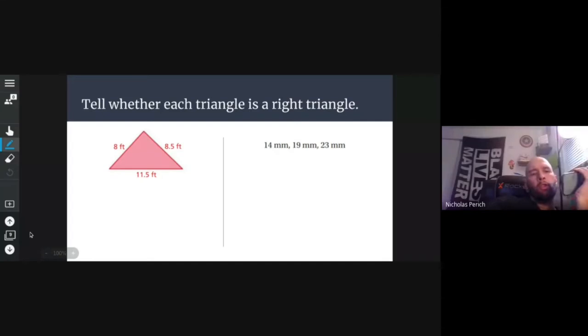Set a timer for 2 minutes. Do the pink one. Your timer is set for 2 minutes.